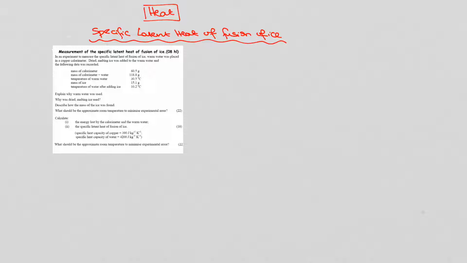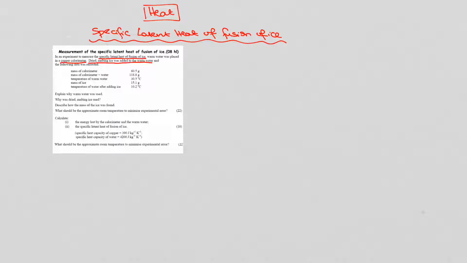Heat, specific latent heat of fusion of ice. So in 2008, question 2, this experiment came up. In the experiment we were told that the student wanted to measure the specific latent heat of fusion of ice, not to be confused with vaporization of water. And we were told that warm water was placed in a copper calorimeter, and then dried melting ice was added to the warm water, and the following data was recorded.